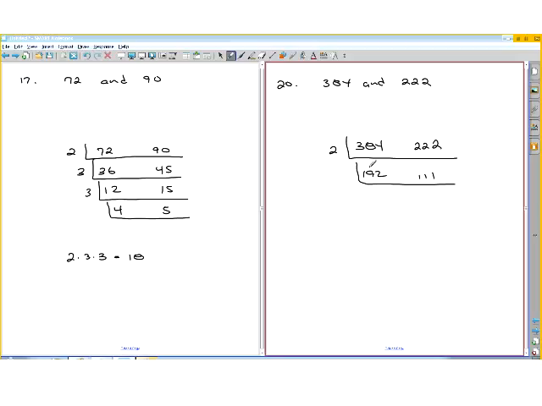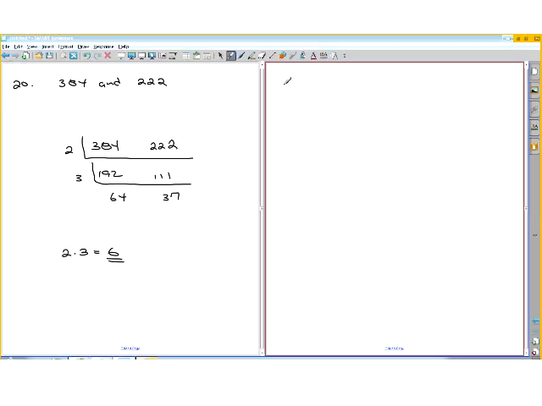Okay, so we try 3. 192 divided by 3 is 64. And 111 divided by 3 is 37. So we can't do that anymore. We get 64, 37. I think 37 is a prime number. I don't know of any number that divides it. So all we have is 2 times 3. So 2 times 3 is equal to 6, and 6 is the greatest common factor, which is true.